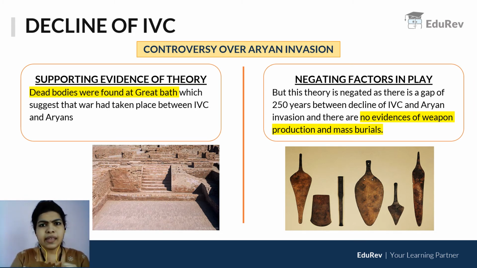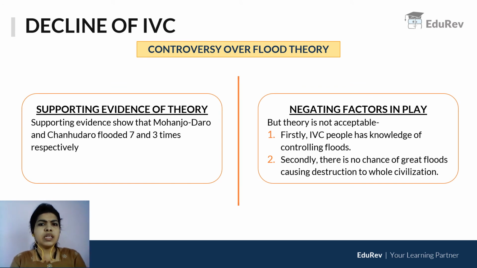Let us look at the second theory that we have. Now this theory is the flood theory, the controversy over the flood theory. So supporting evidence shows that Mohenjo-daro and Chanhu-daro were flooded 7 and 3 times respectively. But the negating evidence suggests that this theory is not acceptable because the first reason is that IVC people had sufficient knowledge of controlling floods. The second reason is that there is no chance of great floods causing destruction to the entire civilization.